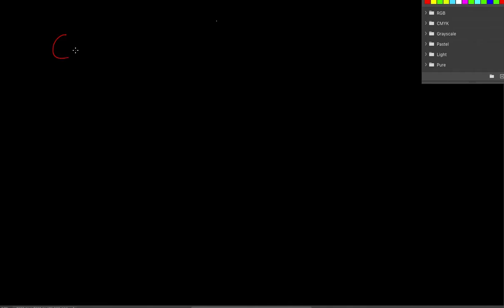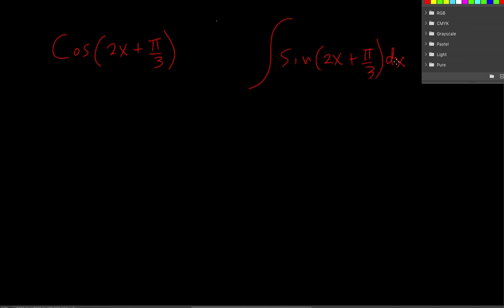So it's cosine of 2x plus pi thirds. And then they want us to find the integral of sine of 2x plus pi thirds. Okay. So we want to take the derivative of this first.